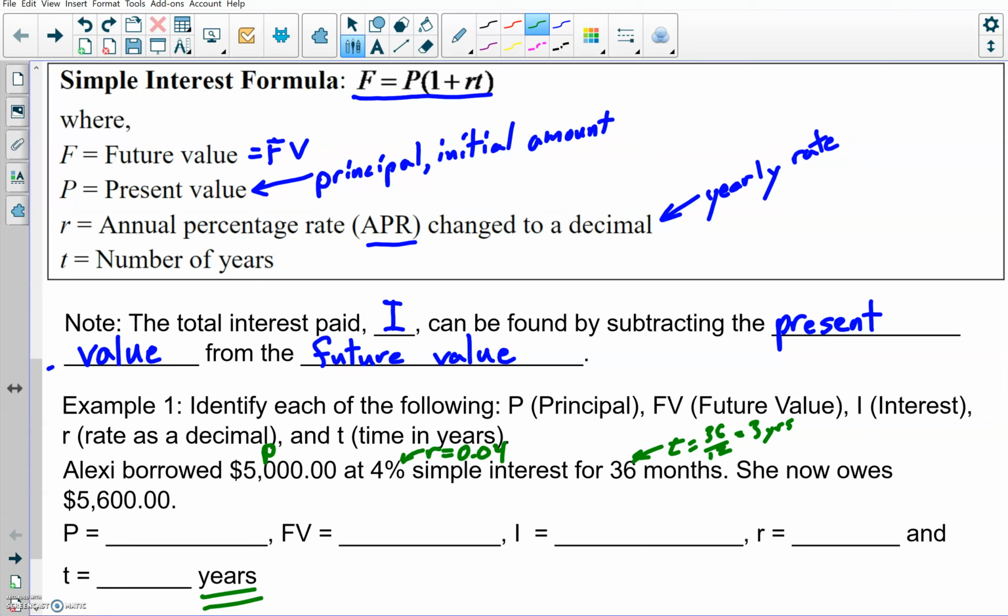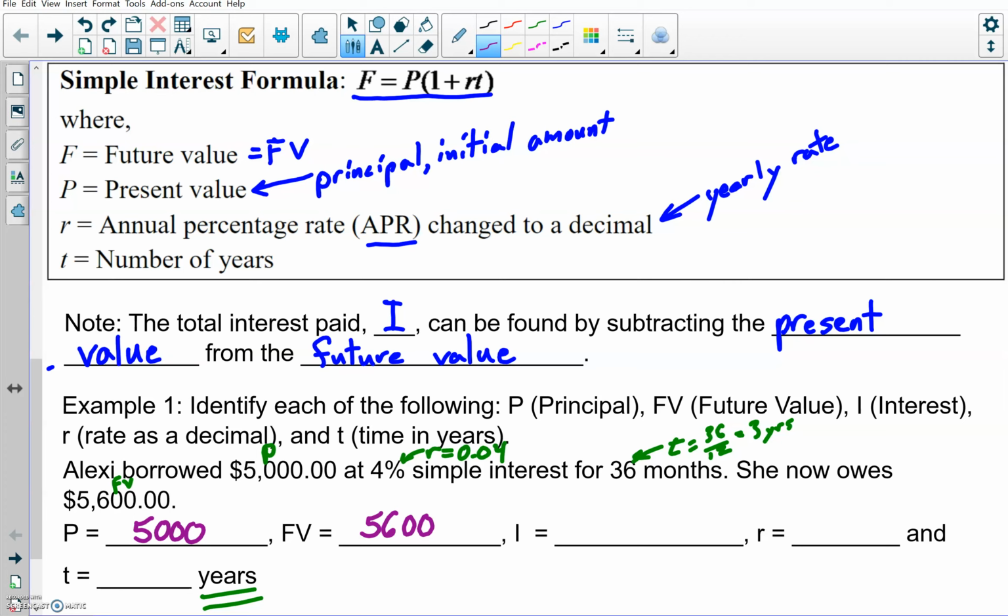And she now owes $5,600. So that's going to be a future value. Anything that's further along than what the starting amount is going to be the future value. So filling these blanks in, we will get $5,000 for the present value, what the starting amount was, $5,600 for the future value after 36 months or 3 years.